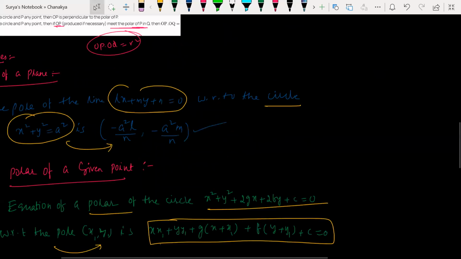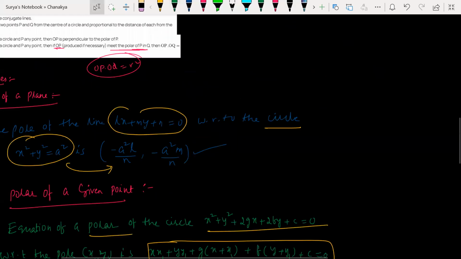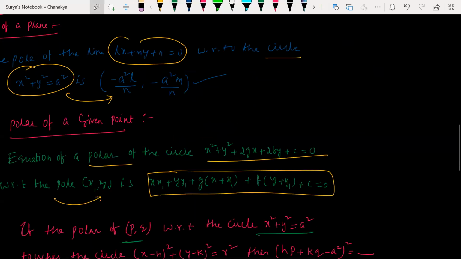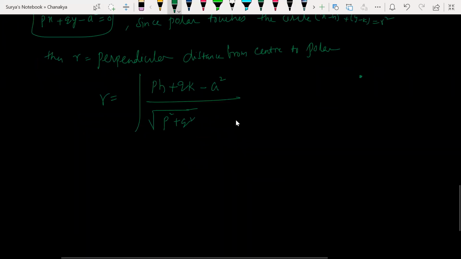What did you learn? Look at this here. Distance of a point from a line. What did we learn? ax plus by plus c divided by square root of a square plus b square, isn't it? In straight lines. Recently I just taught. Yes, sir.